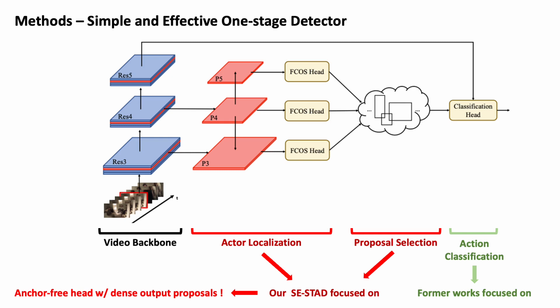Channels corresponding to the keyframes are fed into the anchor-free FCOS head to generate person proposals. Person proposals are not processed with NMS before being fed to the classification head. Finally, we use the simplest classification head to generate the final detection results.